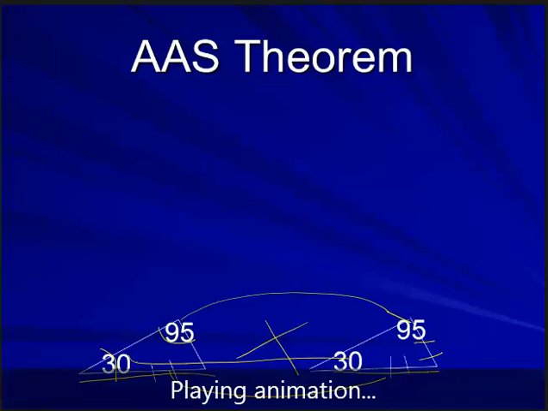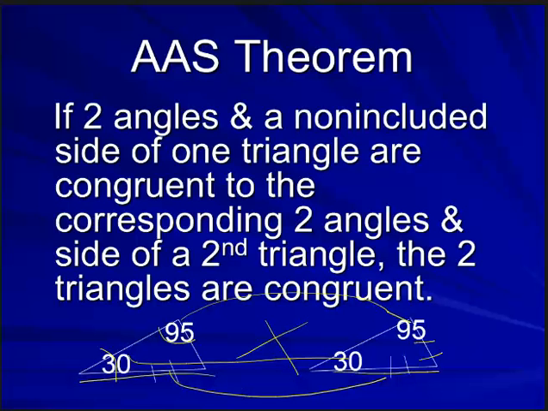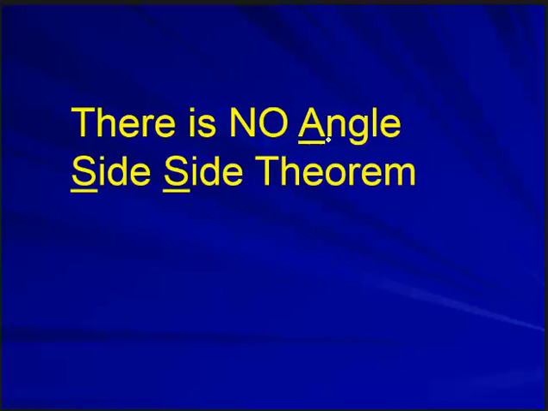Okay, so the angle-angle-side theorem says if two angles and a non-included side of one triangle are congruent to the corresponding two angles and side of a second triangle, the two triangles are congruent. Notice they have to be the corresponding parts. We're always checking for corresponding parts. Notice that there is no angle-side-side theorem. I should not see this answer on any of your papers.